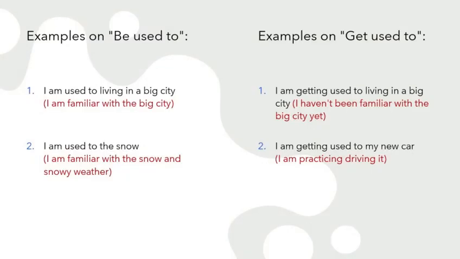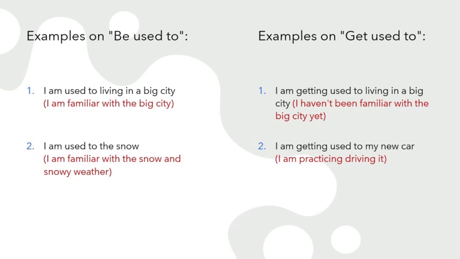Examples on be used to. Number 1. I am used to living in a big city. That means I am familiar with that city. If I move to another small city or a village, I might not be familiar with it. Number 2. I am used to the snow. That means I am familiar with the snow. If I move to a country with snowy weather, I can adapt to it.